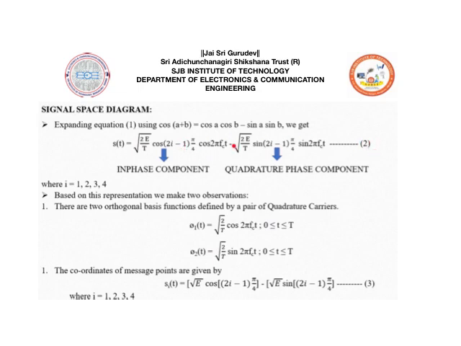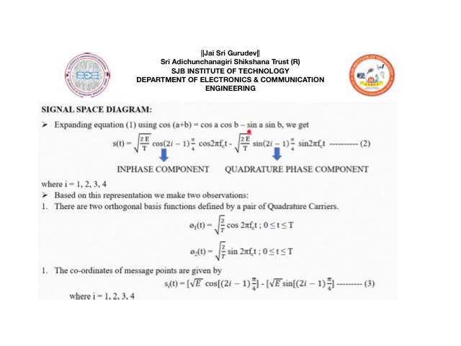In this equation, the first term we call as the in-phase component and the second term we call as the quadrature phase component. I value is again 1, 2, 3 and 4. This equation, which is labeled as equation number 2, is got from equation 1 using cos of (a plus b) is equal to cos a cos b minus sin a sin b.